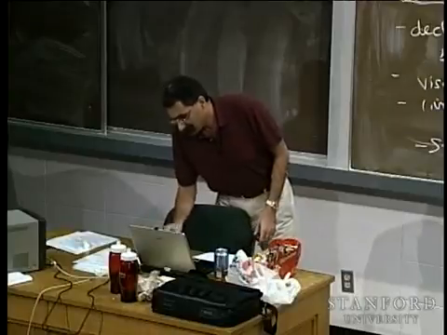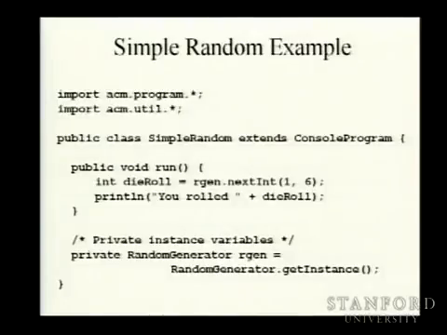All right. So here's a little example of how that actually works. All I did was take our program that we had before, our simple random, and fill in the run method. What's going on? When an object of simple random gets created, or when this program is run, rgen gets initialized to be an instance of the random generator, and now I can refer to it in any method, because it's an instance variable. So run is just some other method.